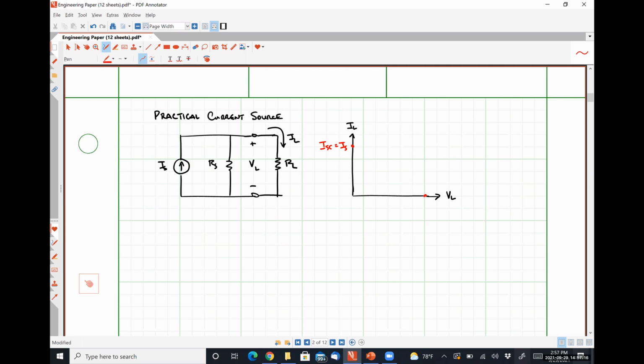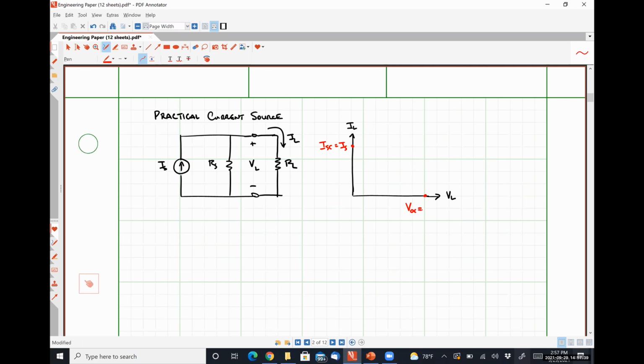So if that resistor RL were taken out of the circuit entirely, so we replace it with an open circuit, what voltage drop occurs across the terminals? IS times RS, absolutely right. So our battery is fully specified, or current source in this case.